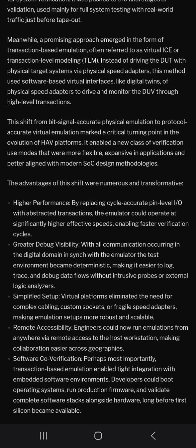Greater debug visibility. With all communication occurring in the digital domain in sync with the emulator, the test environment becomes deterministic, making it easier to log, trace, and debug data flows without intrusive probes or an external logic analyzer. Simplified setup. The virtual platform eliminated the need for complex scaling, cabling, custom sockets, or fragile speed adapters, making emulation setups more robust and scalable.